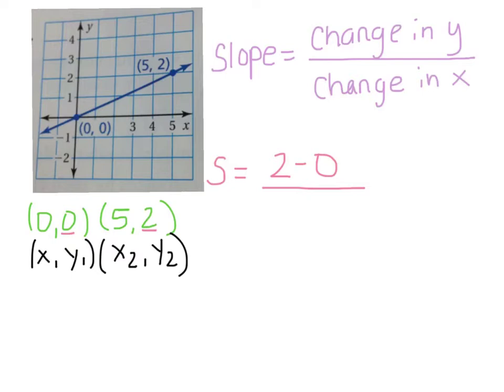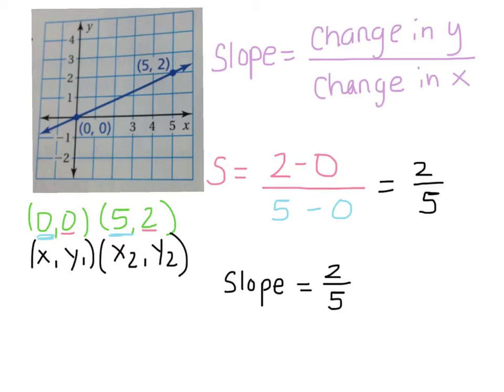So our y is 0 and 2, but remember we're starting with y2 first. So I have 2 minus 0. And then on the bottom we have x2 minus x1. So I can go ahead and put in, and we have 5 minus 0. So if we simplify this, we'll get our slope equals 2/5. Or 2 over 5.